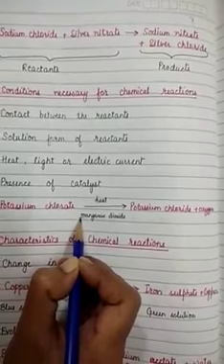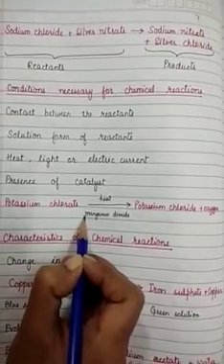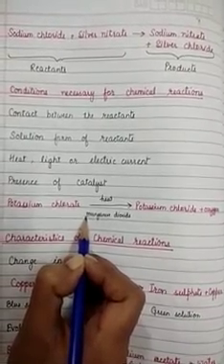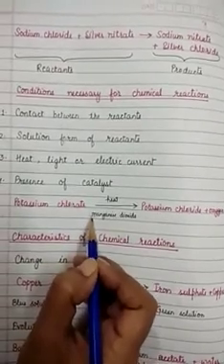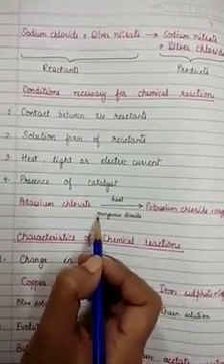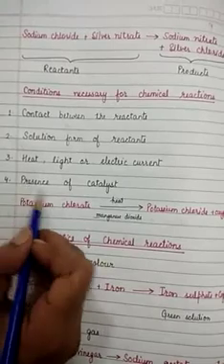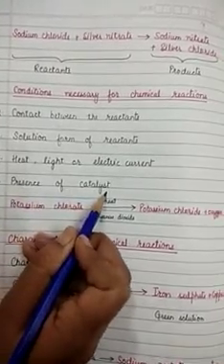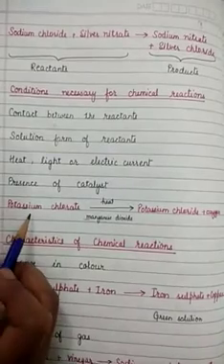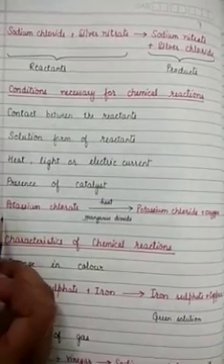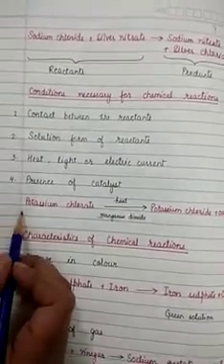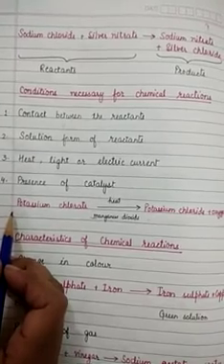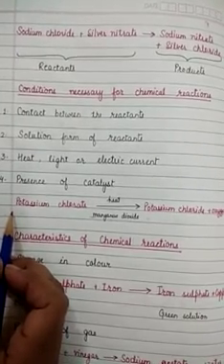So these are some of the conditions, such as heat or catalyst, which are required for a chemical reaction. For a few cases, presence of a catalyst is required. So with this topic, we end this video here, and in the next video we'll continue with the chapter.